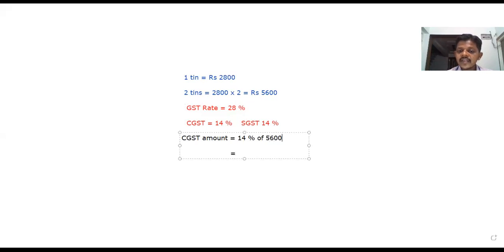14% of 5,600. So it becomes how much? 14 upon 100, into 5600. Yes, exactly. The 0s and 0s get cancelled. 56 into 14 is 784. Are you sure? Yes, sir. You are saying? Yes, sir. How much will be SGST amount? 784. Again 784, because these both amounts are always the same. Yes or no?